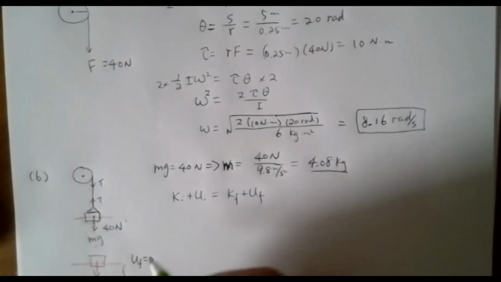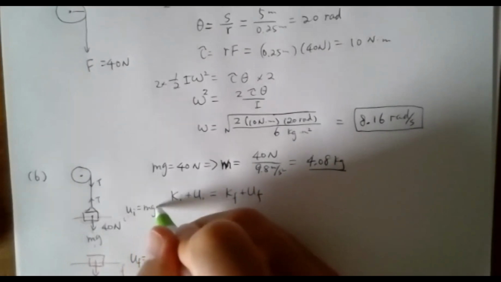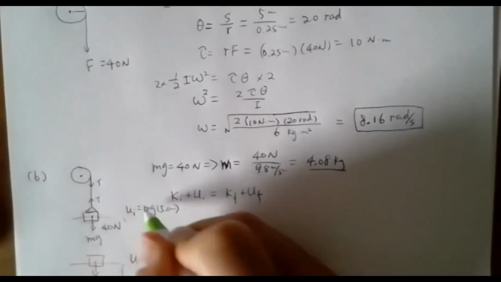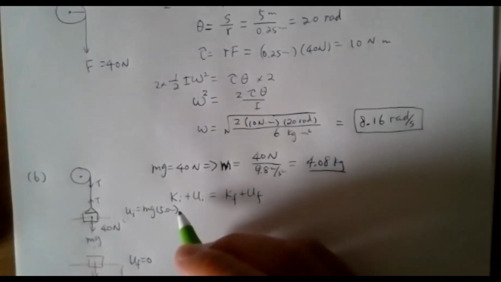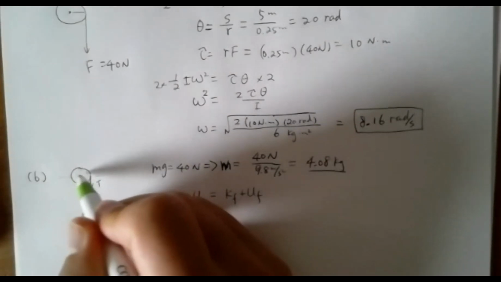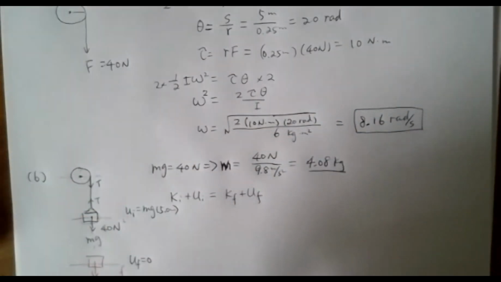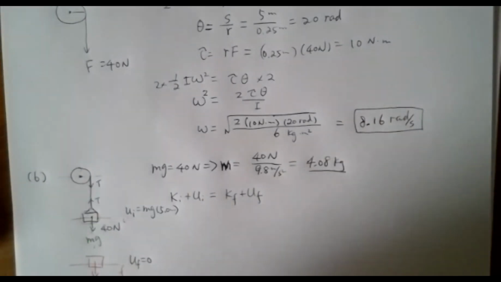So that means U final is 0. Ui on this guy then will be mg times the 5 meters, mgh or mgy. And for the potential energy of this disk, because its vertical position doesn't change, you can leave it out because it will cancel out initial and final when you set up the equation on two sides.